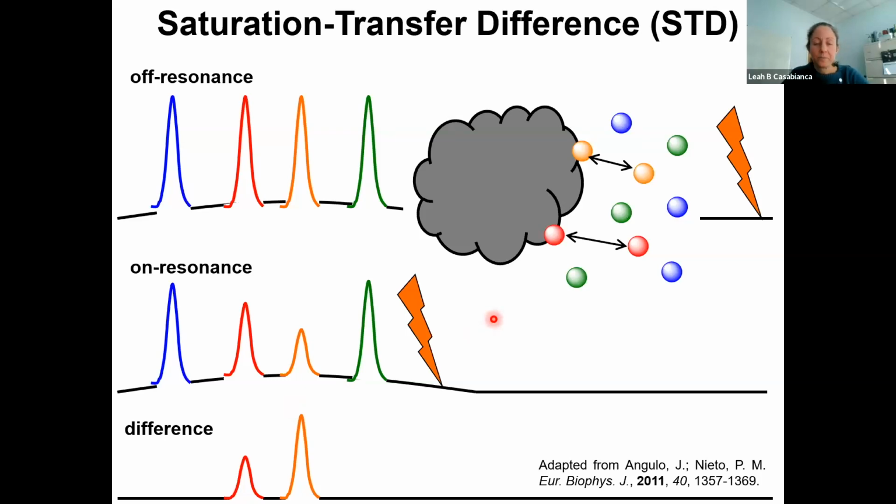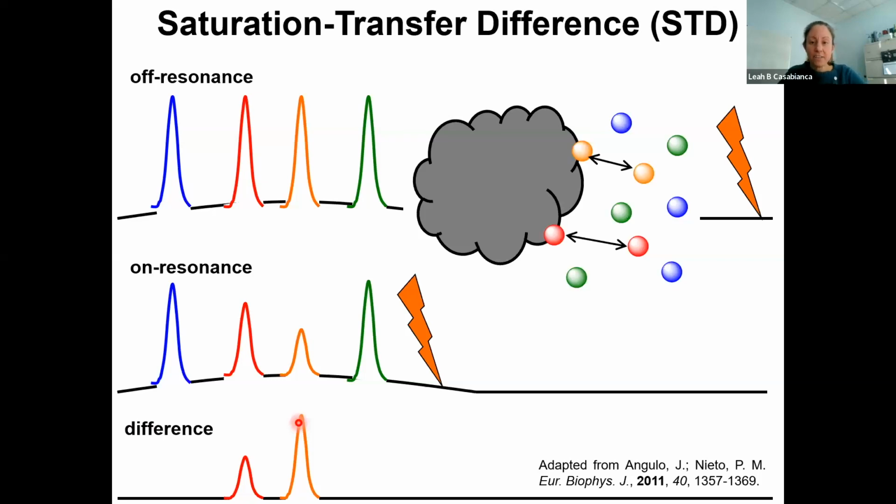This STD experiment has been widely used in the drug discovery field, where the receptor is typically our target protein, and the ligands could be potential drug candidates, potential binding molecules. So you could throw in a soup of potential small molecules that might interact with your receptor and easily pull out the spectrum of those molecules that bind.